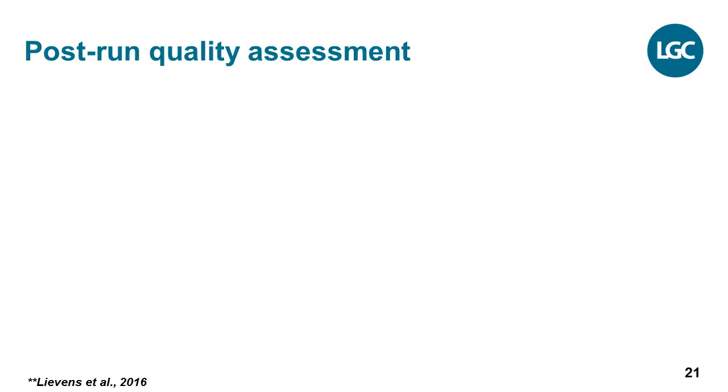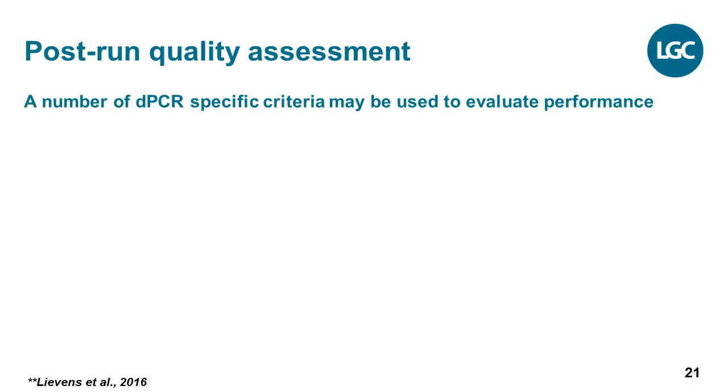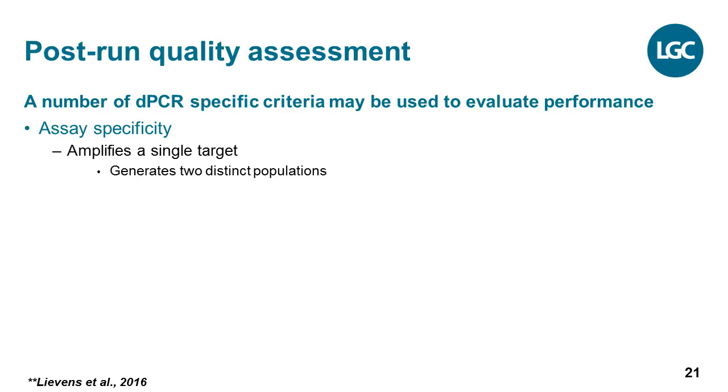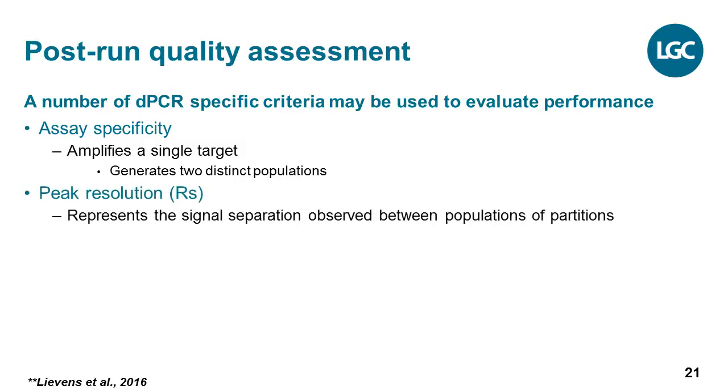Following preliminary analysis of the results, a number of digital PCR-specific criteria may be applied to evaluate the quality of the data generated. These include establishing that the assay has amplified only a single target, which has resulted in the generation of two distinct, positive and negative partition populations, and determining that sufficient separation between the signals of the positive and negative partition clusters has been achieved. The latter is commonly referred to as peak resolution and is discussed in more detail later in the presentation.